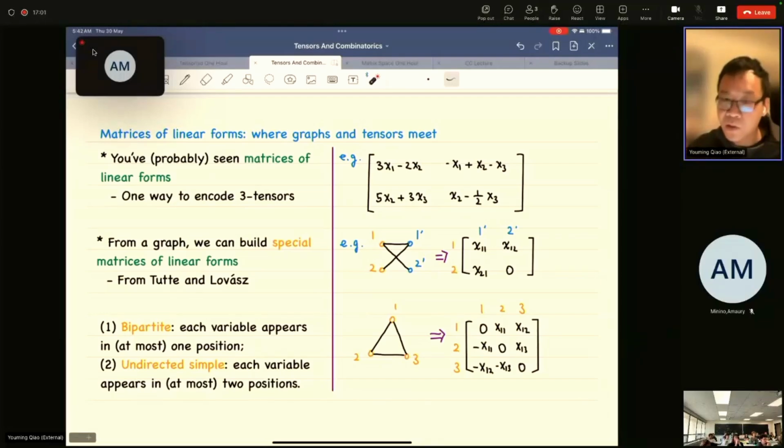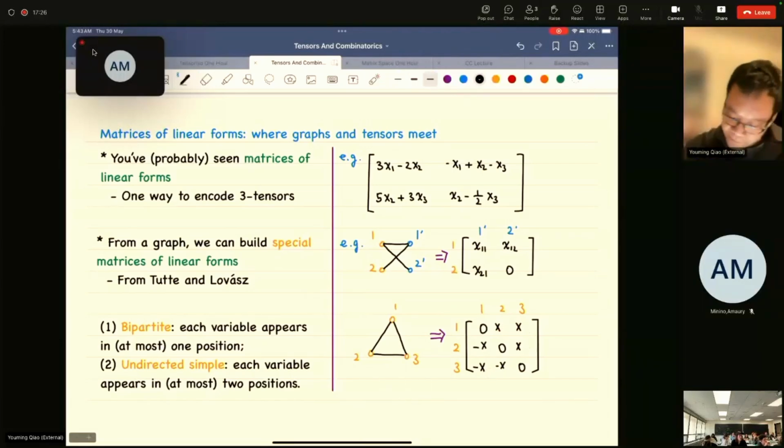matrix, but now this matrix will be skew symmetric. Namely, xij equals minus xji. I probably made some mistakes, so yeah, it will be easier to write like this. 1, 2, 1, 3, 2, 3, 1, 2, 1, 3, 2, 3.